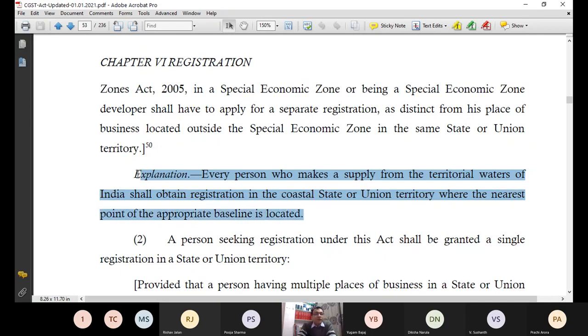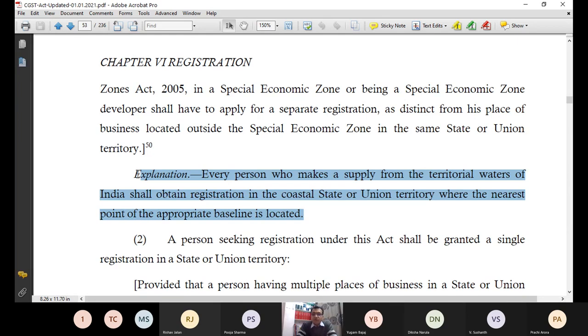So from the point where you are making a supply, check the nearest land, and then check the state in which that nearest land or baseline lies. In that state, you should take registration. This is what my entire section 25(1) tells me: in which time limit I should apply for registration and in which state I should apply for registration.